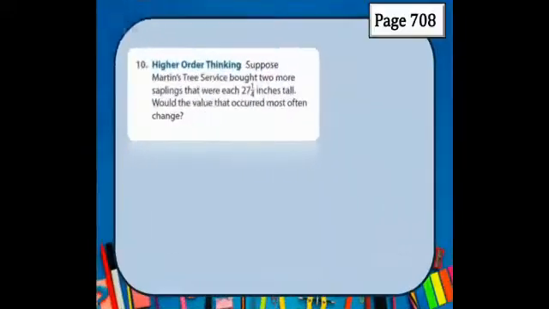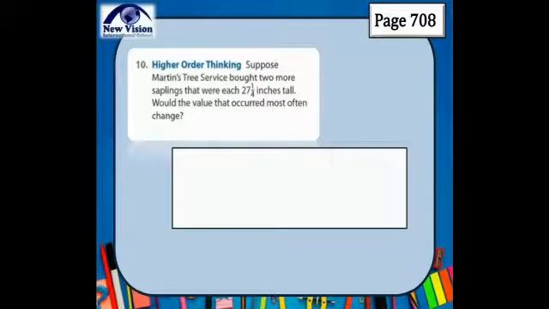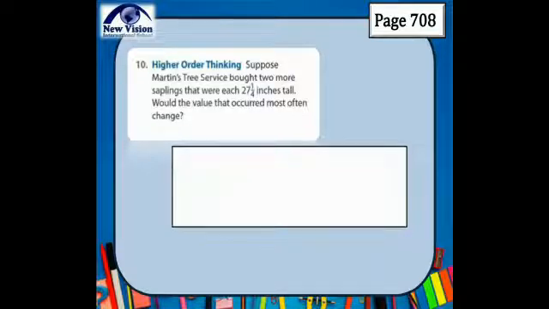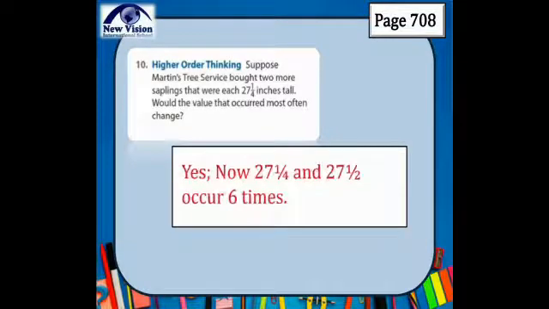Next page, 708, number 10. Suppose Martin's tree service bought 2 more saplings that were each 27 and 1/4 inches tall. Would the value that occurred most often change? Yes. Now, 27 and 1/4 and 27 and a half occurs 6 times.